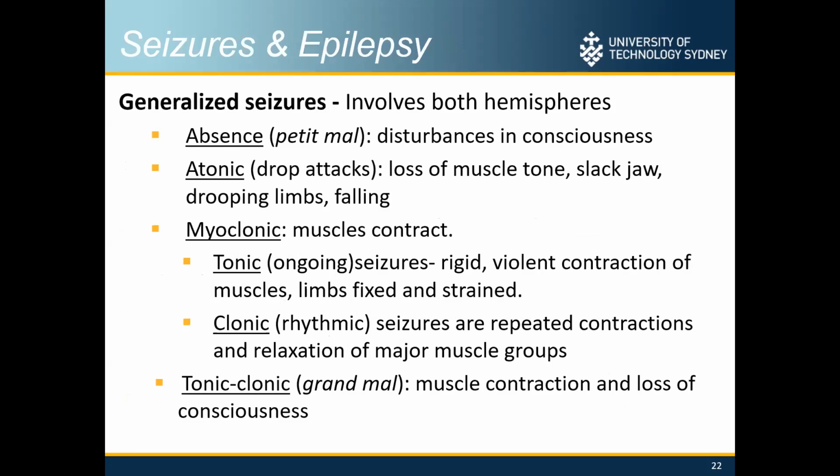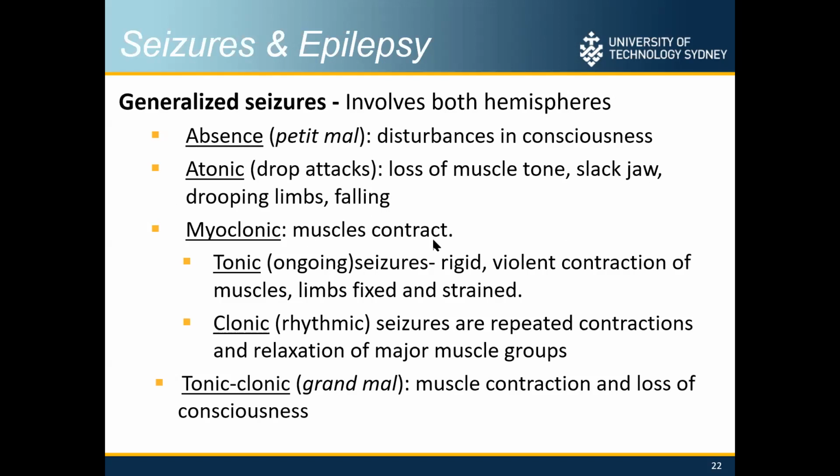So as I said previously, you have generalized seizure, which covers the entire cortex. And in this case, it involves both hemispheres. It leads to the following symptoms. So you've got disturbances in consciousness, loss of muscle tone, slack jaw, drooping of limbs, and falling.